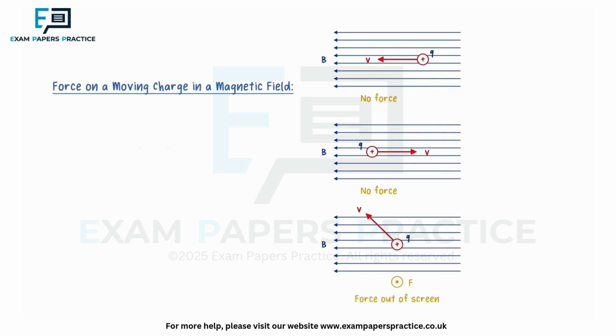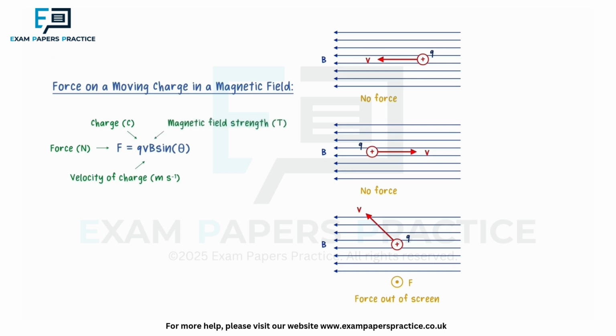In particular, the magnitude of the magnetic force on a moving charge is given by the following expression, where Q is the charge of the particle, V is the velocity, and B is the strength of the magnetic field. This angle θ is measured between the direction of the charge's velocity and the direction of the magnetic field, and dictates how strong the magnetic force is on the charged particle.